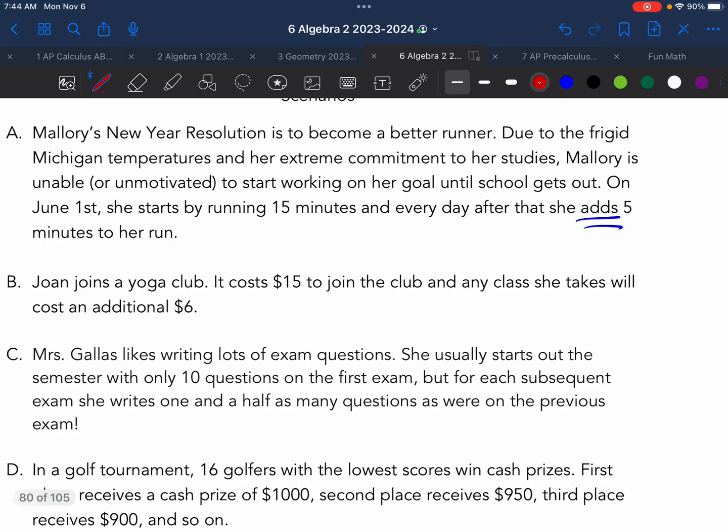Zoom out here. Okay, Joan joins a yoga club. It costs $15 to join, so that sounds like a starting amount. So I'll label that my start amount. So remember, start at 15 again, just like this 15 was also a start amount. $15 to join the club, and any class she takes will cost an additional plus 6. So this to me sounds like you're constantly adding 6, and if you're adding 6, that means you're doing the common difference, and this is arithmetic. Okay, I can remember that. It's very similar to the last one.